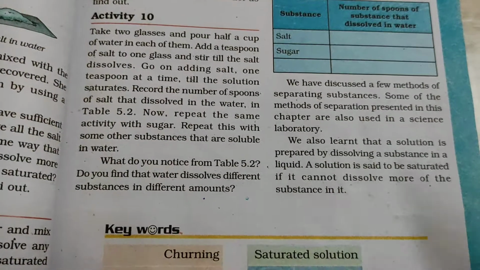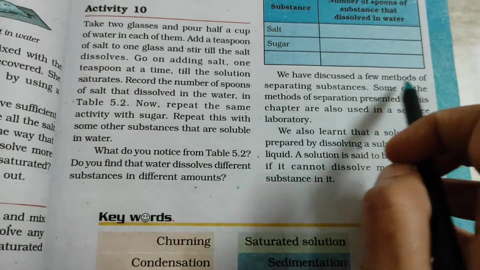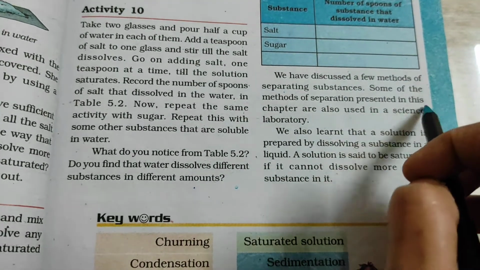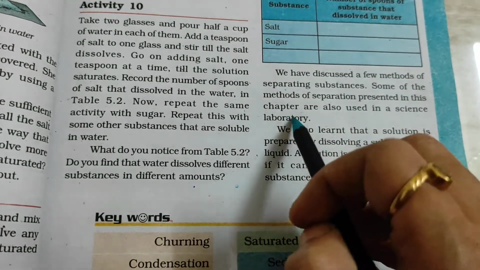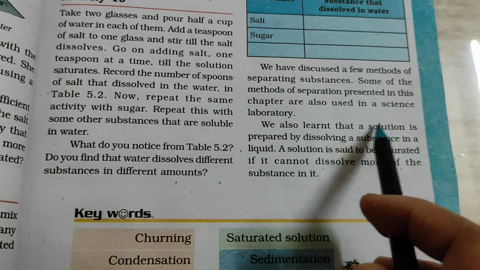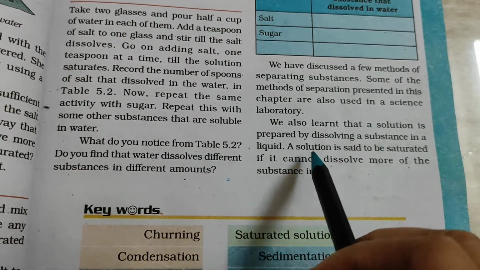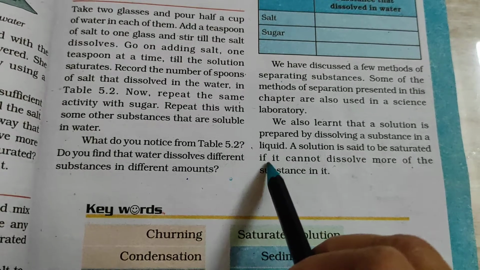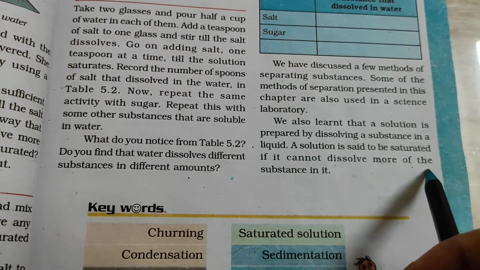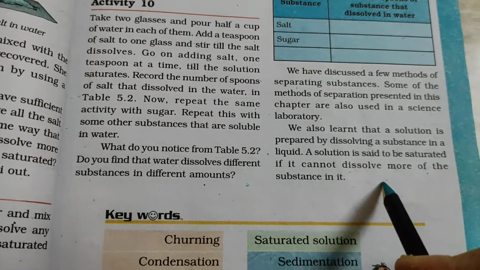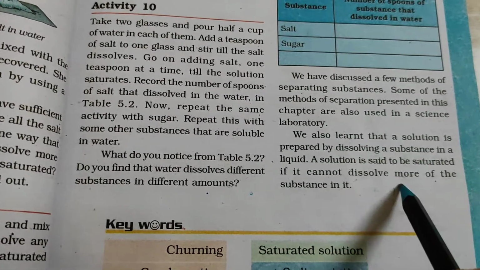Okay students, we have discussed a few methods of separating substances. Some of the methods of separation presented in this chapter are also used in a science laboratory. We also learned that a solution is prepared by dissolving a substance in a liquid. A solution is said to be saturated if it cannot dissolve more of the substance in it. Correct? So students, in this chapter we have learnt about different methods of separation.